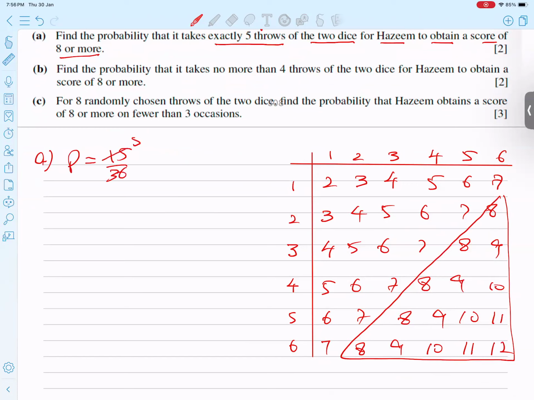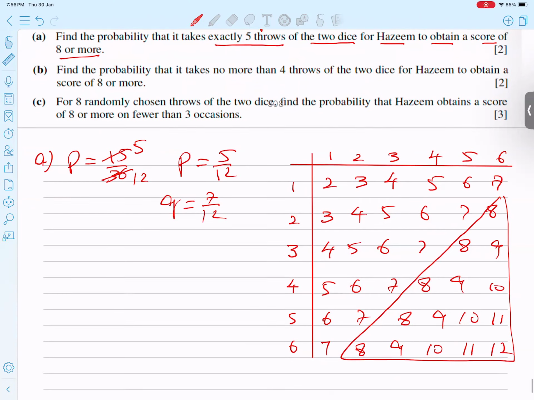So 15 over 36: 3 fives are 15, and 3 twelves are 36. I think it's clear. So I got 15 over 36, which is 5 by 12. So P becomes 5 by 12, and Q is naturally 7 by 12.